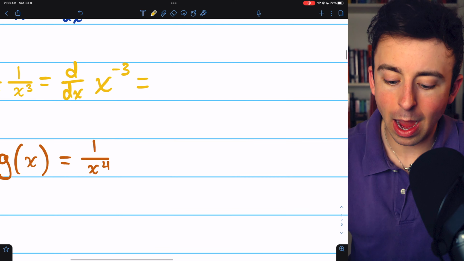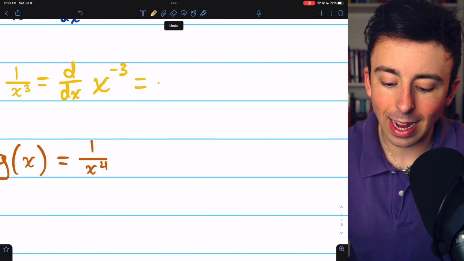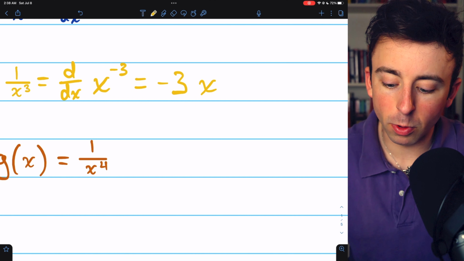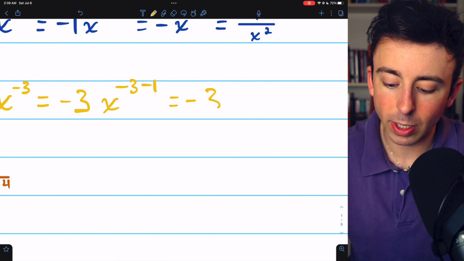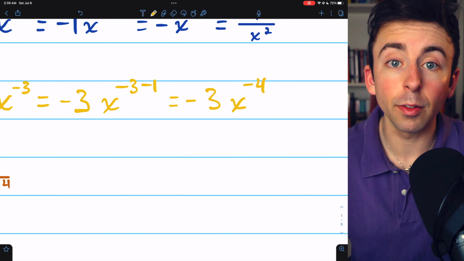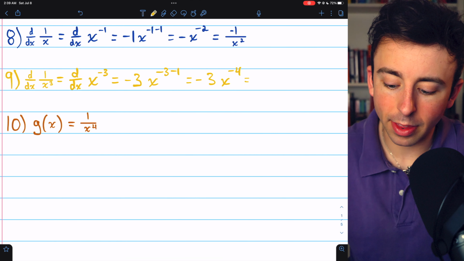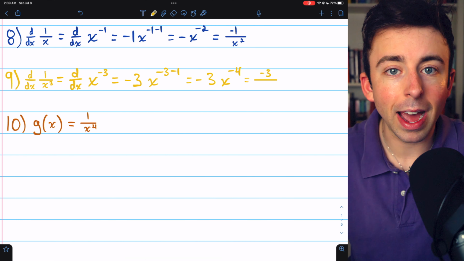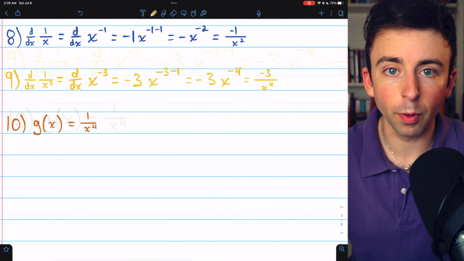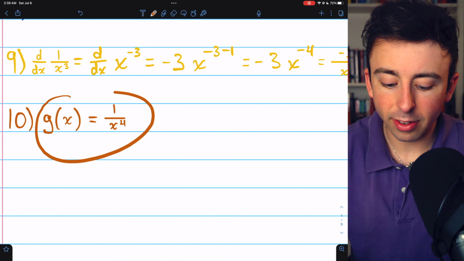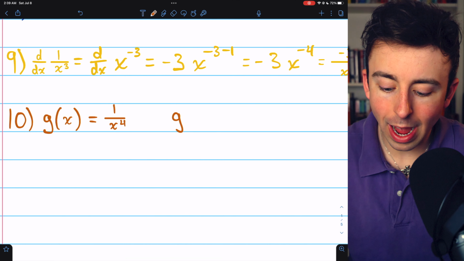Then we apply the power rule. Bring the exponent down in front as a factor, and then reduce the exponent by 1. So it becomes negative 3x to the negative 3 minus 1, which is x to the negative 4. And again, if you're inclined to write this so that there isn't a negative exponent, leave that negative 3 factor up in the numerator, and then write x to the negative 4 in the denominator as x to the positive 4.